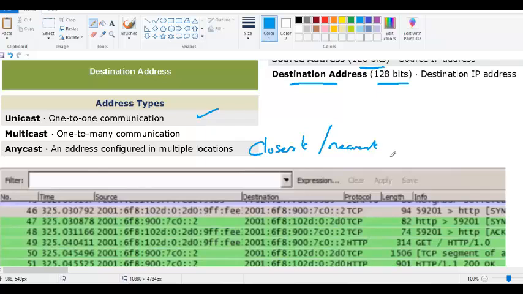For example, DNS. DNS server, everyone wants a DNS server, right? To resolve the domain name into an IP address. So you can give the entire world the same DNS address, like Burger King. Burger King is everywhere.